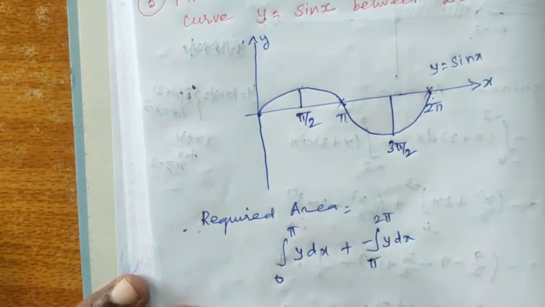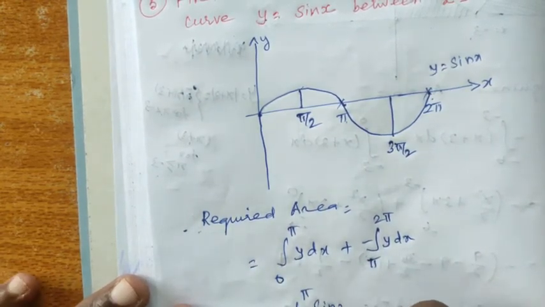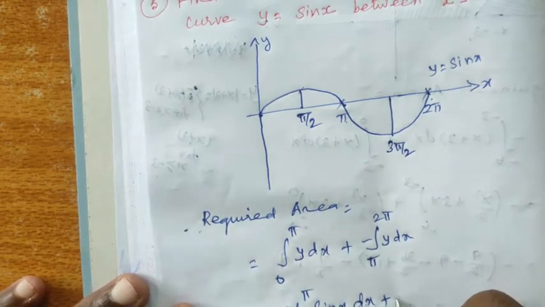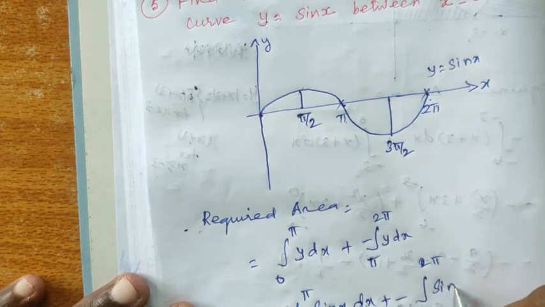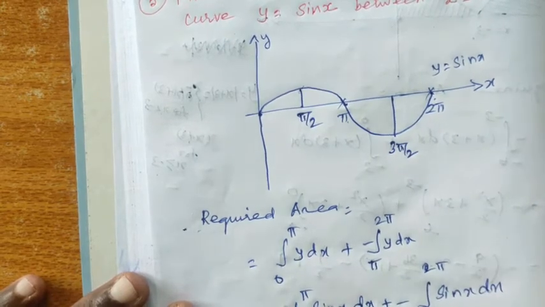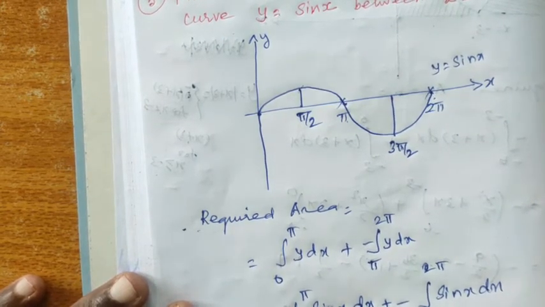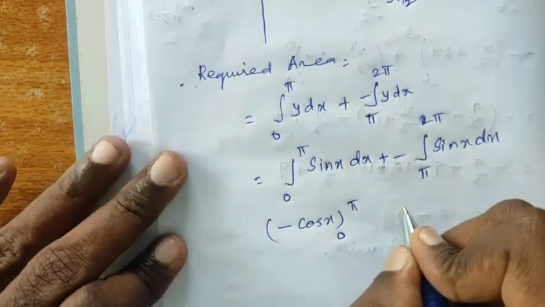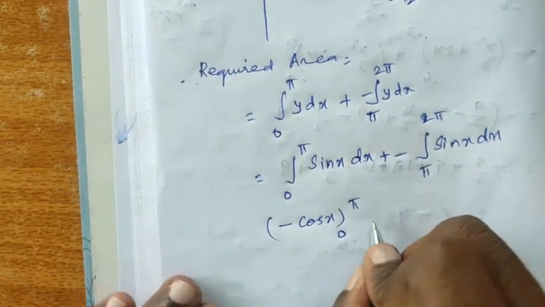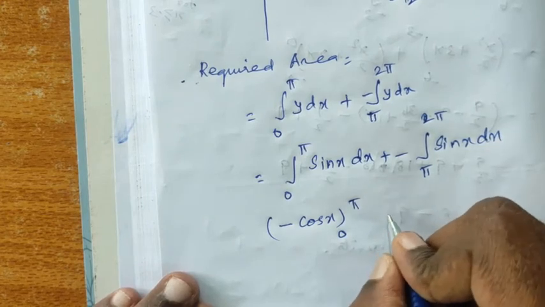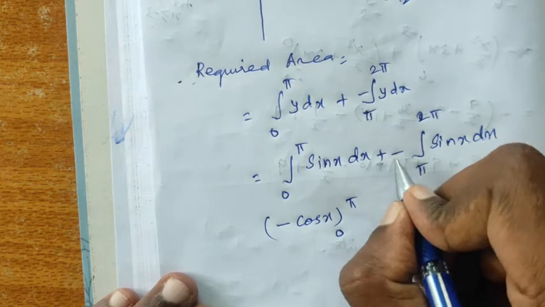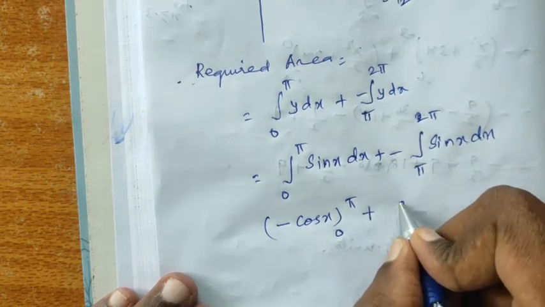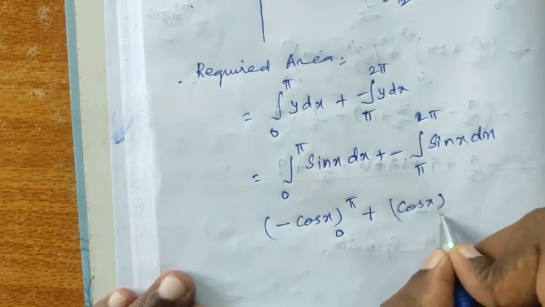Which is equal to integration 0 to pi, y is sin x, sin x dx, plus minus integration pi to 2 pi sin x dx. Integration of sin x is minus cos x over 0 to pi, plus integration of sin x is minus cos x, and if we have a minus, so plus cos x over pi to 2 pi.